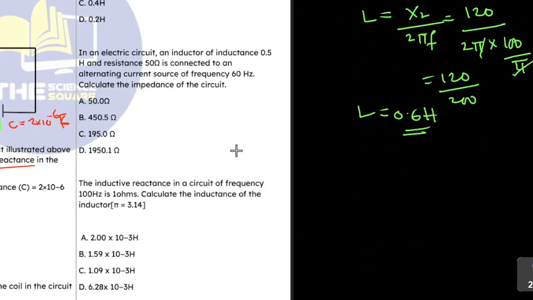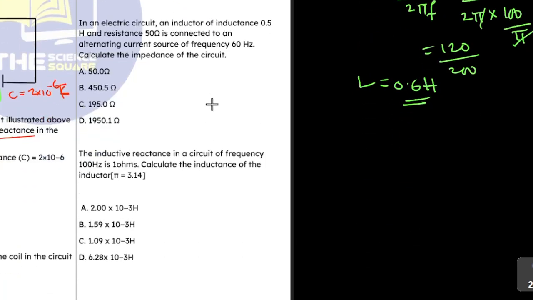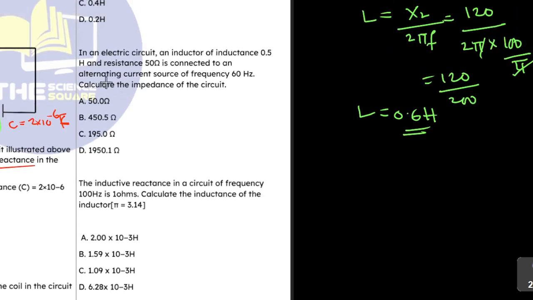In the next question, without wasting time, let's see if we can solve two more. In an electric circuit, an inductor of inductance 0.5 Henry and resistance 550 ohms is connected. Now in this case we have an inductor and a resistor, and it's connected to an alternating source with 500 with 60 Hz. So we want to calculate the impedance of the circuit.